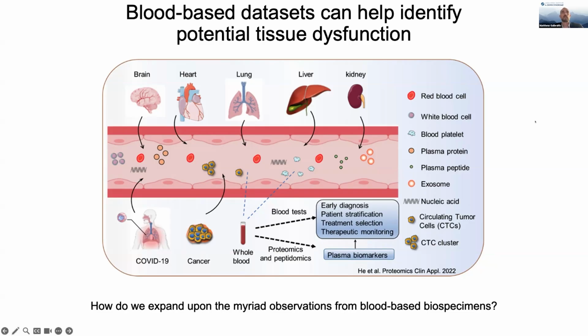And while they can tell us a lot of things, in particular, the plasma, of course, tells us about all sorts of different organs that can secrete molecules into the blood, proteins, metabolites. We can study the immune system very well from the blood. How do we expand upon that?